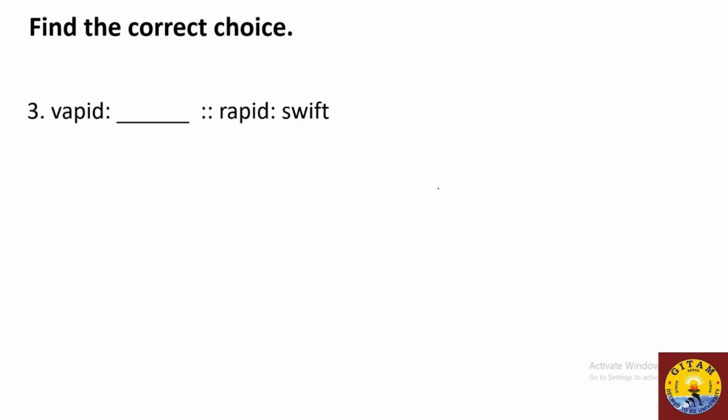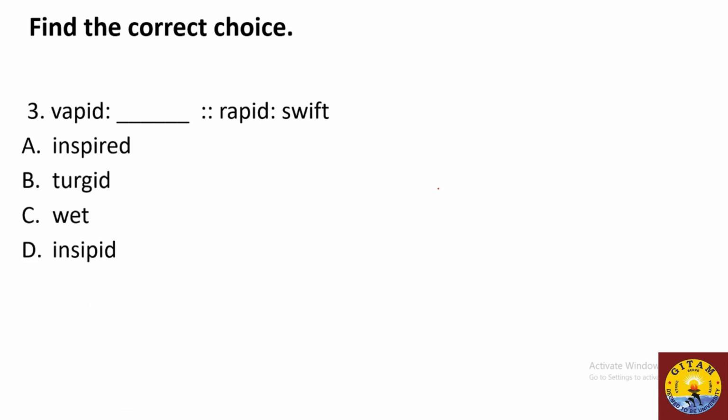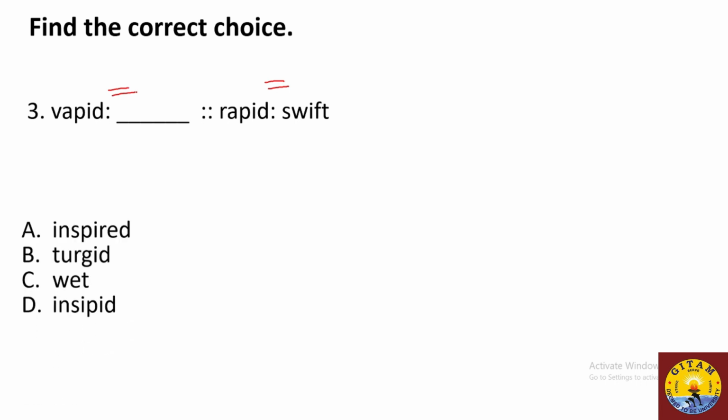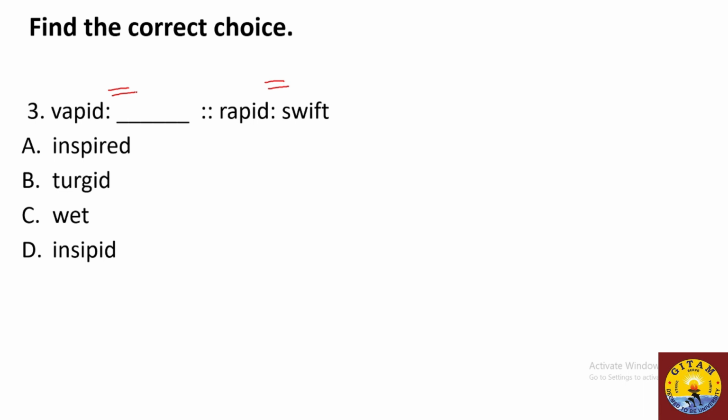Look at this. Vapid. Please understand, rapid and swift are synonyms. They are synonyms. So therefore, I want a synonym of vapid. Look at this. Inspired, no. Turgid means swollen. No. Wet, no. Insipid, yes. Insipid and vapid are synonyms. Vapid means dull, tasteless. Insipid means tasteless, dull. Therefore, that's your answer.